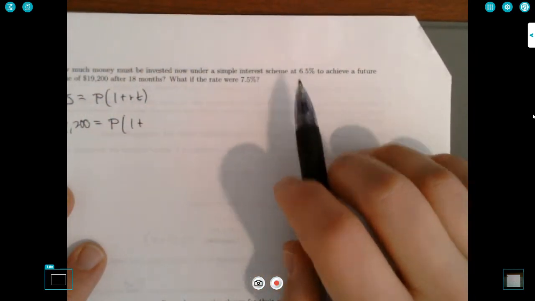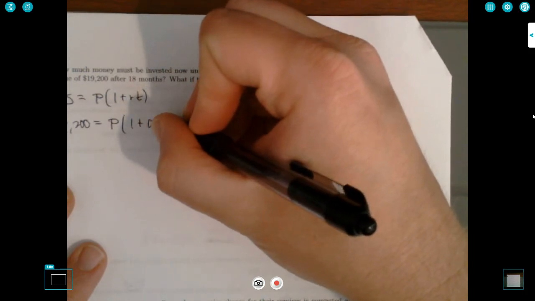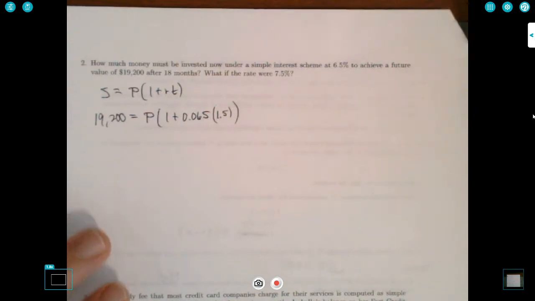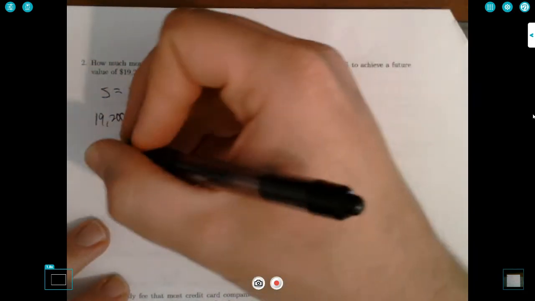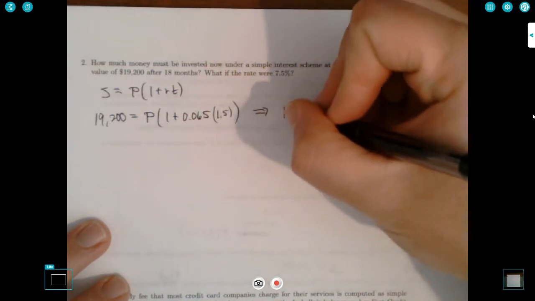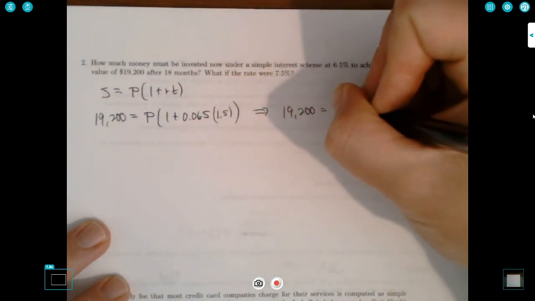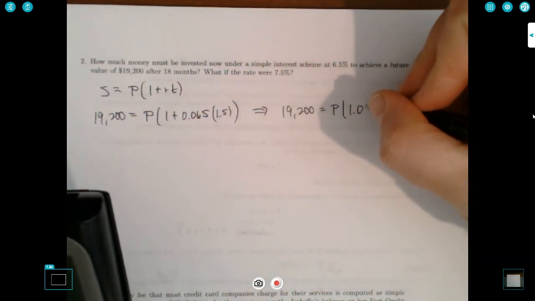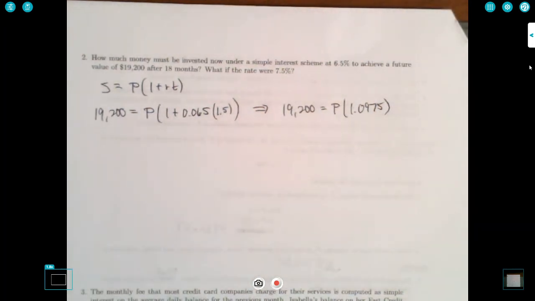The interest rate is 6.5%. If I change that into a decimal, that's 0.065. And the time is 18 months. 18 months is 1.5 years. So I'm going to say 1.5 years. Okay, so I get 19,200 equals P times, I'm going to punch this stuff into my calculator, 1 plus 0.065 times 1.5 is 1.0975.